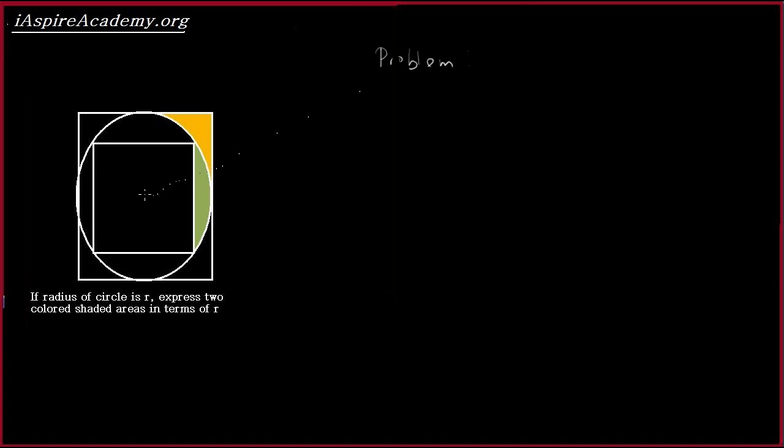we have a circle, let's say center O, and we have a square inside the circle, and we have one more square outside the circle touching at 4 points. What we have been told is that the radius is r. We have to express the two color shaded areas in terms of r. So what is the area of this in terms of r? What is this one in terms of r?